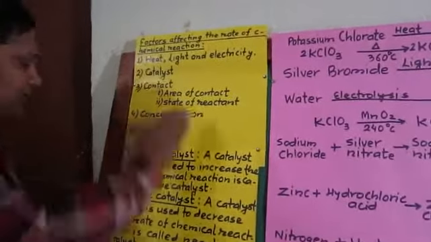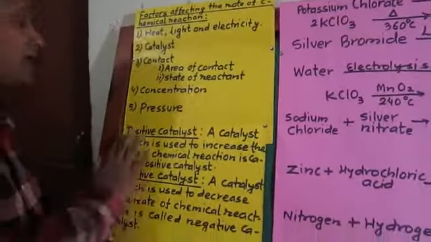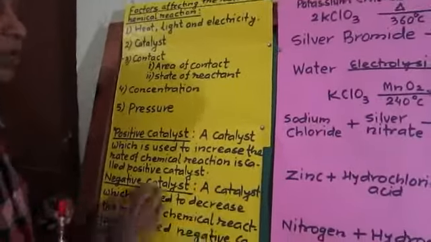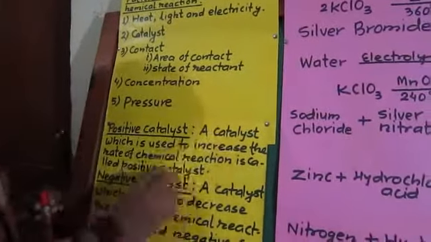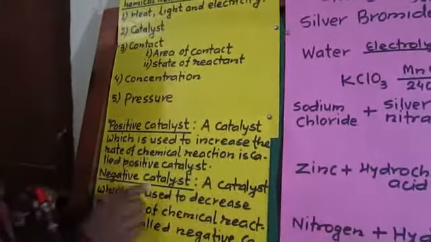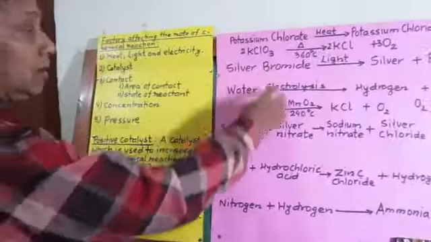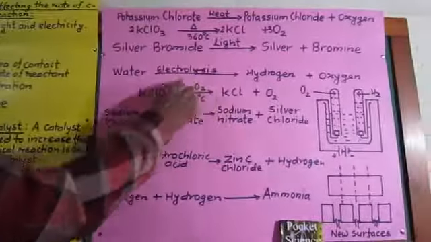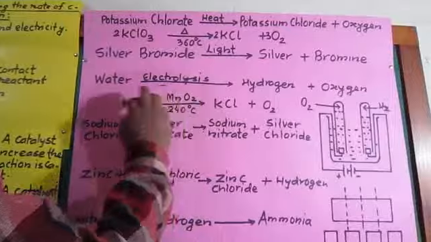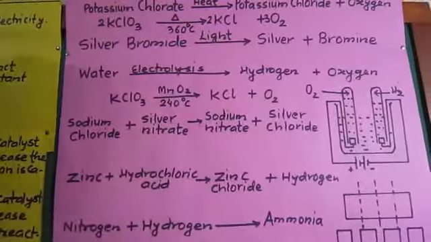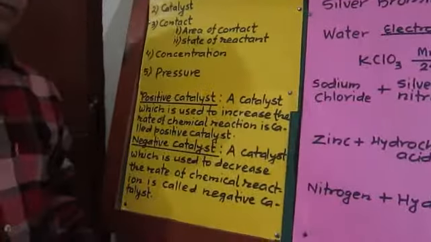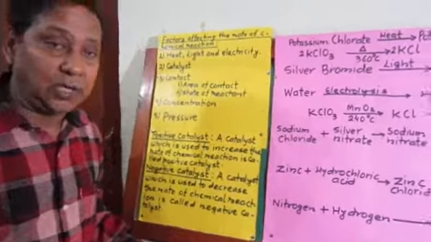But catalyst is divided into two types. One is called positive catalyst, another is called negative catalyst. I told you about both of them. A catalyst which is used to increase the rate of chemical reaction is called a positive catalyst. For example, potassium chlorate is decomposed by using the positive catalyst manganese dioxide, which decomposes the potassium chlorate at low temperature. But a negative catalyst is used to decrease the rate of chemical reaction, which is used to slow down the rate of chemical reaction of hydrogen peroxide.